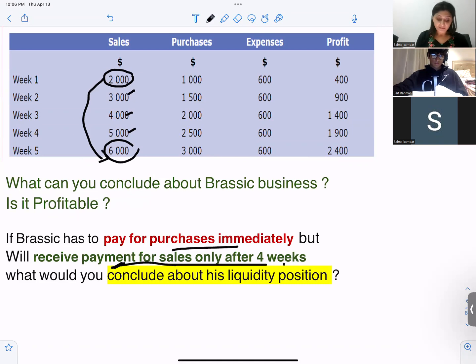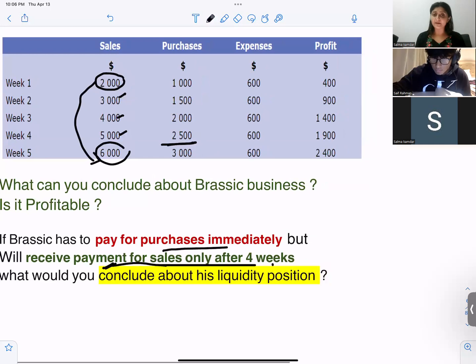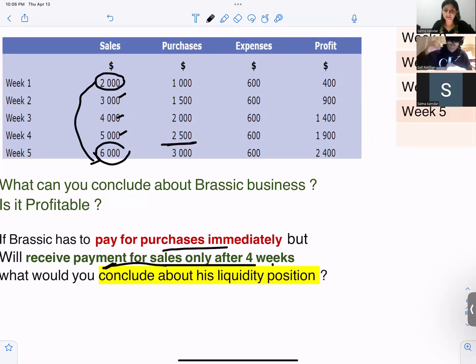So can you say that up till week 4, you have to put in money continuously for purchases, for expenses, and you're continuously putting in money? Yes. So what is your comment about his liquidity position? It'll be poor, because they're paying immediately before they can receive money. They are paying immediately, and they are going to receive the money later. So although this business is profitable, you will not say that this business is liquid.